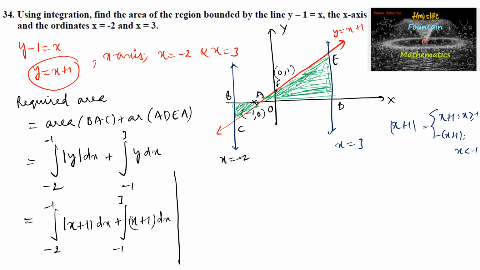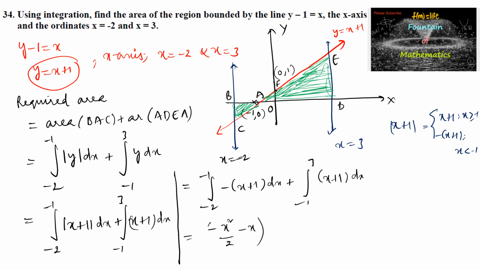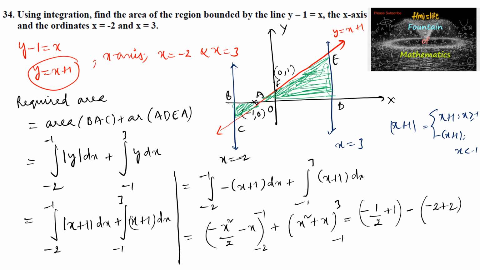Let us simplify here. Let me write here, which is equal to integral minus 2 to minus 1 negative of x plus 1 dx plus integral minus 1 to 3 x plus 1 dx, which is equal to minus x square by 2 minus x over the limits minus 2 to minus 1, and again here x square by 2 plus x over the limits minus 1 to 3, which is equal to minus 1 by 2 plus 1 minus lower limit minus 4 by 2, that is minus 2 plus 2, and again the next plus 9 by 2 plus 3, and again the lower limit is 1 by 2 minus 1.